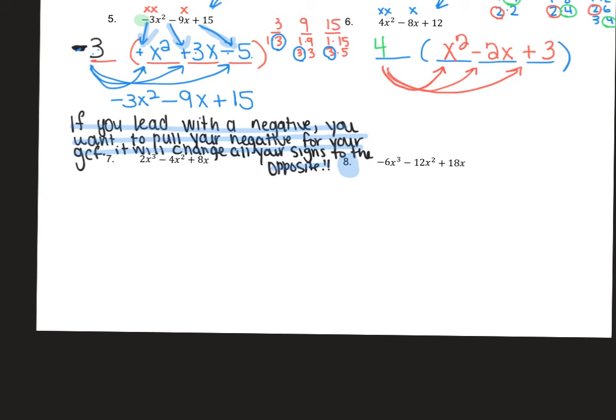And I'm all done. All right, this one I'm just going to rewrite because it got a little bit messy with my writing. So I have 2x to the third minus 4x to the second plus 8x. So I have 2, I have 4, I have 8.